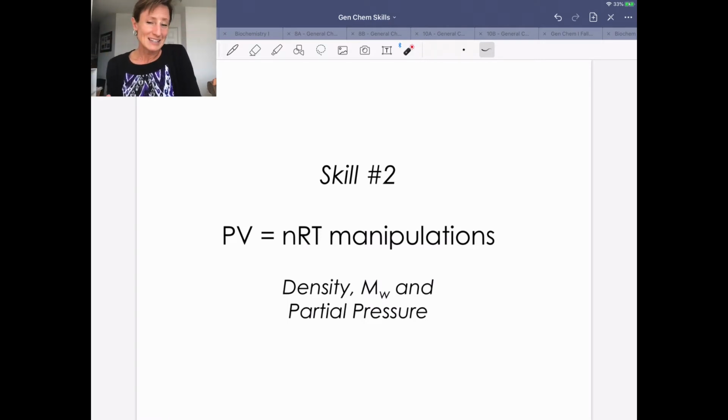So our second skill in our fifth learning unit here on chemistry of gases has to do with manipulating PV equals nRT to think about two important gas parameters, which are density of gas and molecular weight. So I'm going to show you just very briefly how we get to those two new equations.